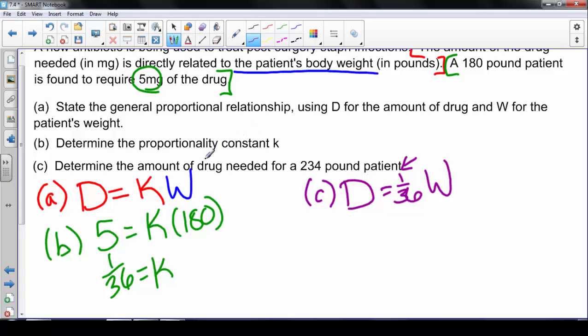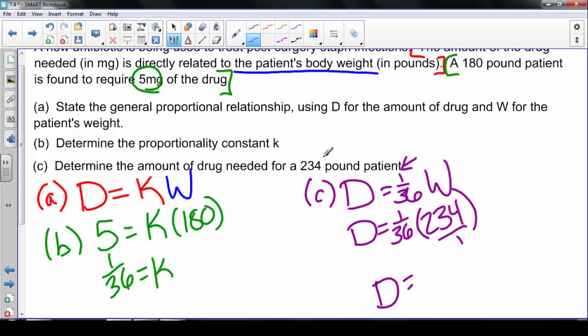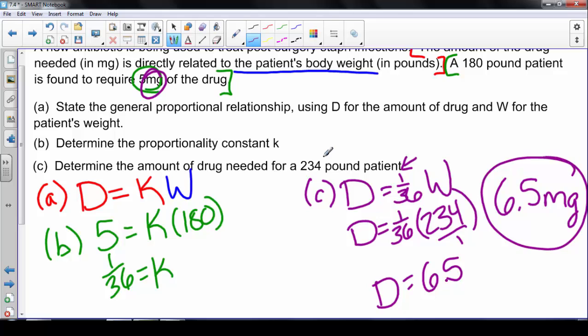So now we want to figure out how much of the drug if you weighed 234. So how much of the drug if a person weighed 234 pounds? If you want to put this over 1, what you get is 6.5. So how much of the drug? They'd get 6.5 milligrams, because remember we're using milligrams.